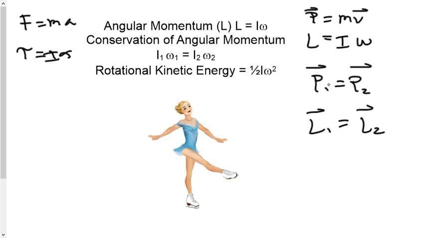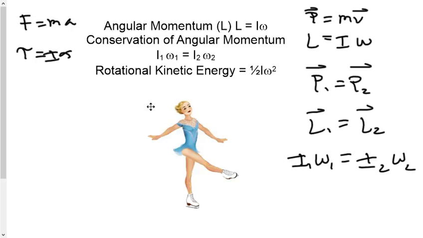So what does this translate into? Well, let's plug in I and omega every time I see L here. So we're going to have I1 omega 1 equals I2 omega 2. Now let's put this in perspective of our girl who's rotating here.